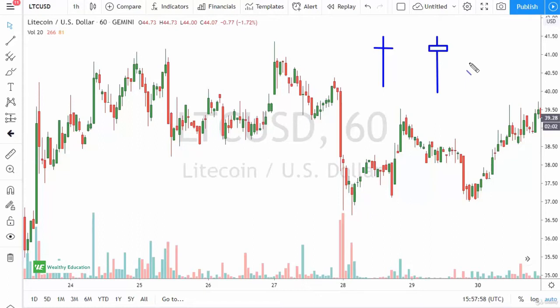So, the difference between the two is where they're placed. A hammer is at the bottom of a downtrend. A hanging man is at the top of an uptrend.